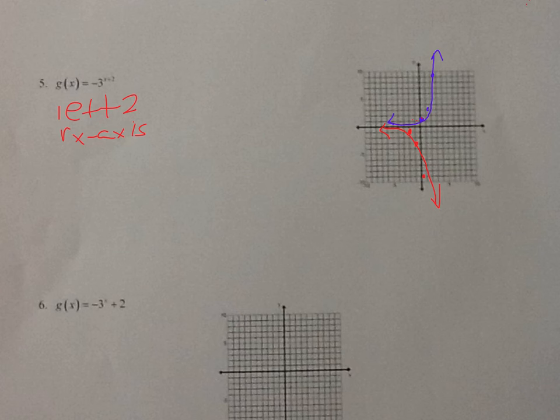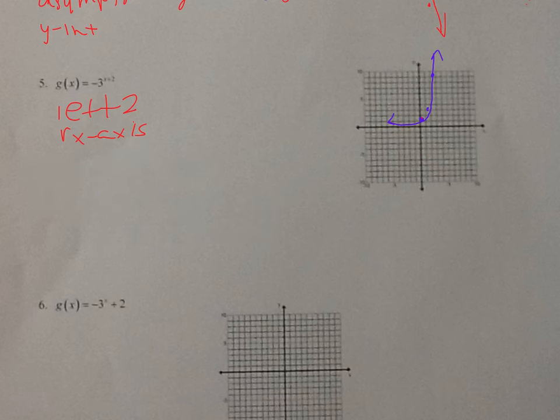Okay, so my asymptote is y equals 0 again, the x-axis. My y-intercept is (0, 9). There is no x-intercept, and it's decreasing.